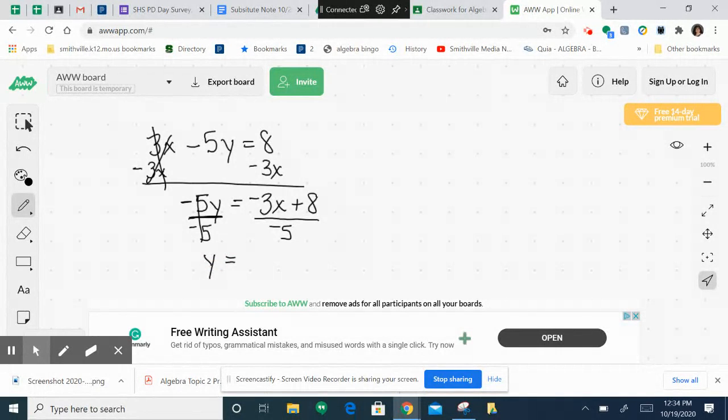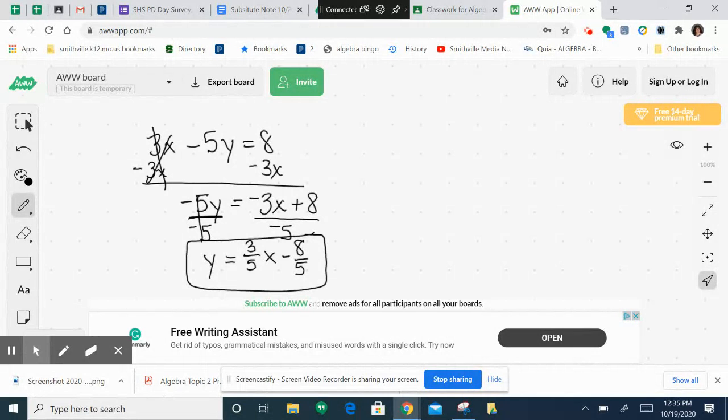So the first term would be negative 3 divided by negative 5. Well, negative divided by negative turns into a positive 3/5 x. And then the y-intercept would be 8 divided by negative 5, which would become negative 8/5. So now my equation is in slope-intercept form, y equals mx plus b.